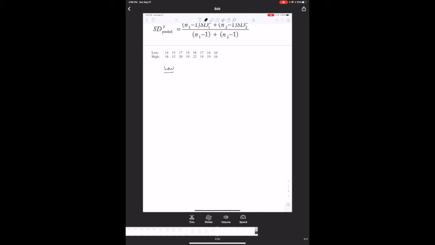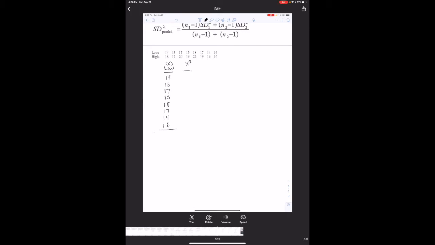We've done this now since last semester, but I will do one just so you can see what this looks like. So the low scores, we have 14, 13, 17, trying to stay neat here so it makes it easier for you and for me. 18, 17, 14, 16. Okay. This is our x column. We also need an x squared column, which will be these scores squared.